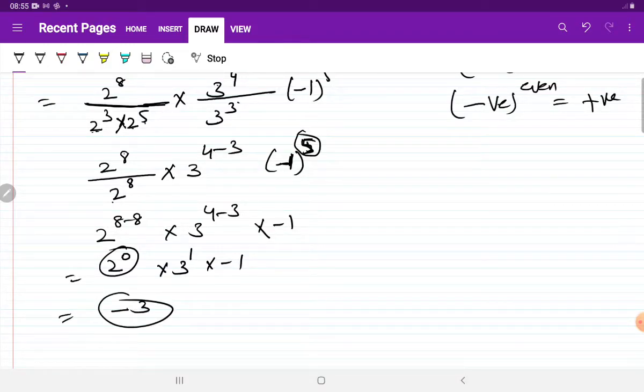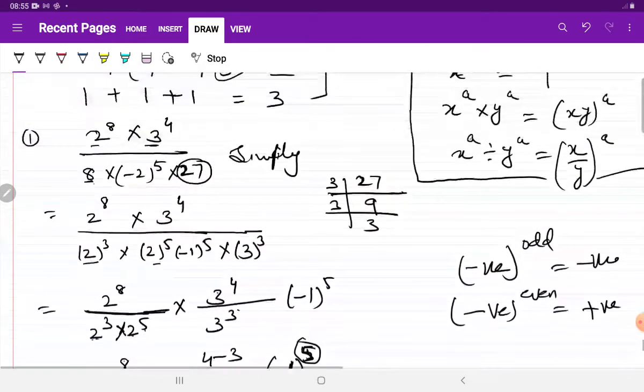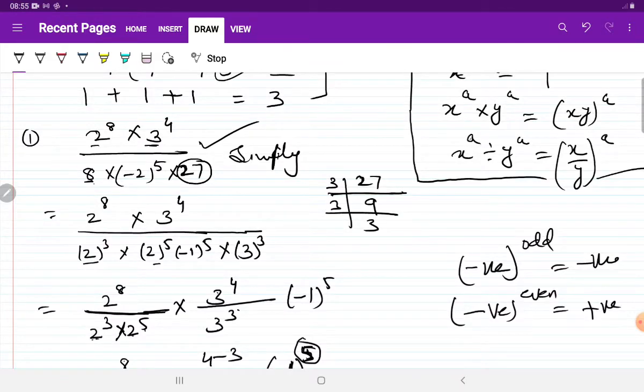How? Because this minus is multiplied with 3. 3 raised to power 1 is what? 3 only. 3 into minus 1 is minus 3. And 2 raised to power 0 is 1. So this is my final result for this question. This way you can simplify any question by using all the laws.